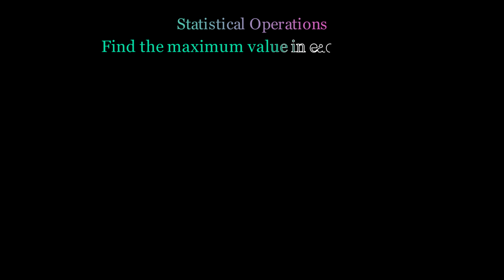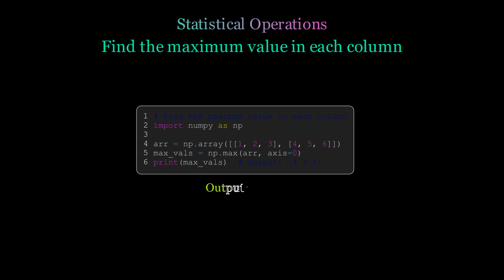Let's explore NumPy's statistical operations. First, finding column maximums using np.max with axis equals 0 computes the maximum down each column. For our 2 by 3 array, this gives 4, 5, 6. The axis parameter is crucial. Axis 0 means column-wise operation in NumPy.